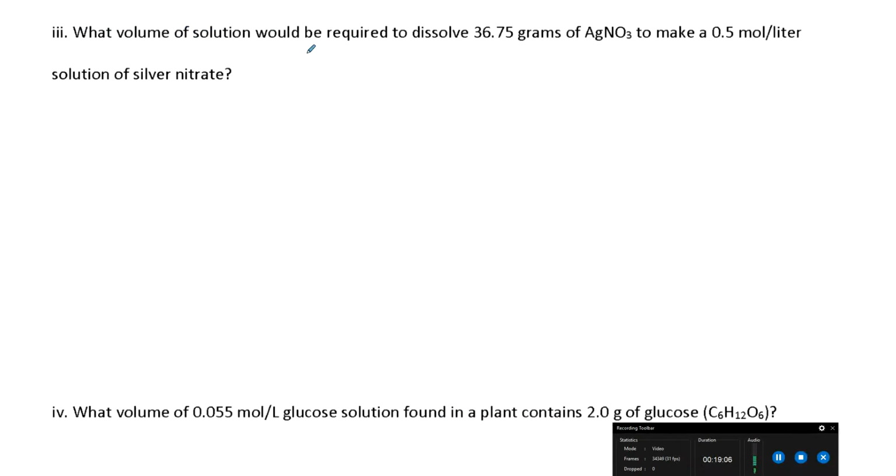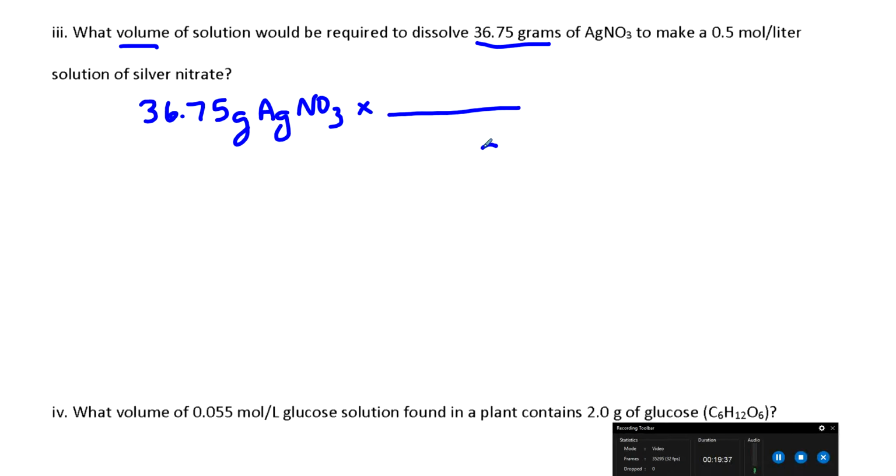What volume of solution would be required to dissolve 36.75 grams of silver nitrate to make a 0.5 mole per liter solution of silver nitrate? So again, we're starting with grams. We're going to need to calculate volume. We can't do that unless we have concentration and number of moles. So step 1, convert that 36.75 grams of silver nitrate into moles. Grams on the bottom, moles on the top.